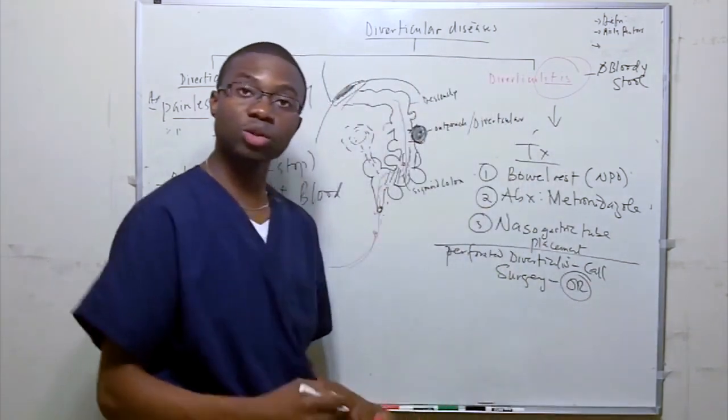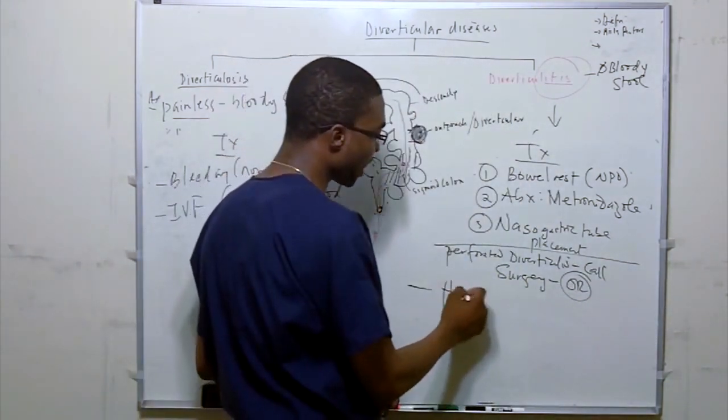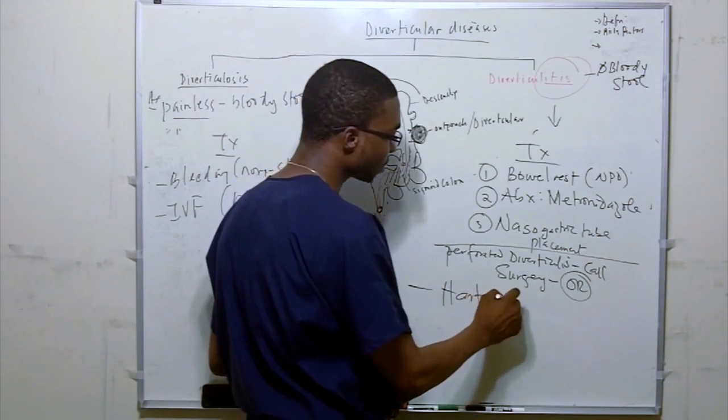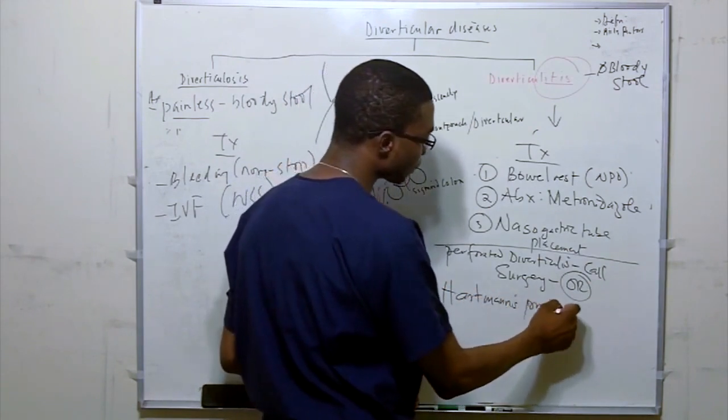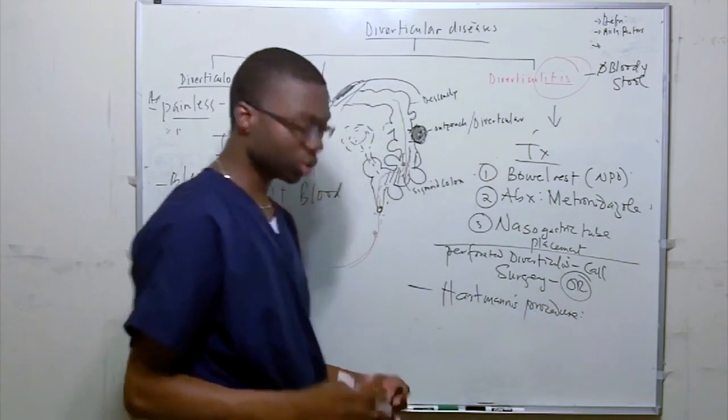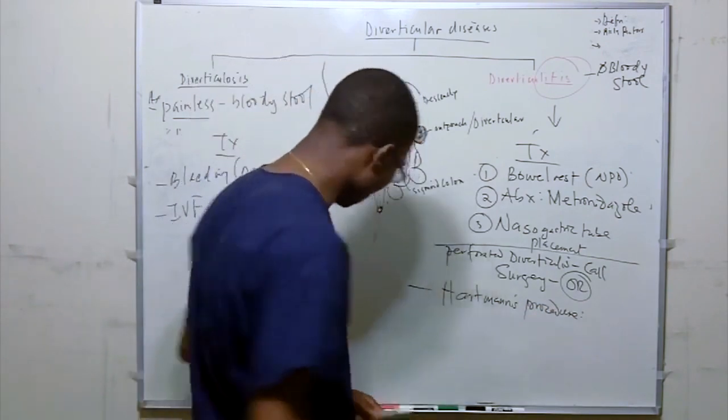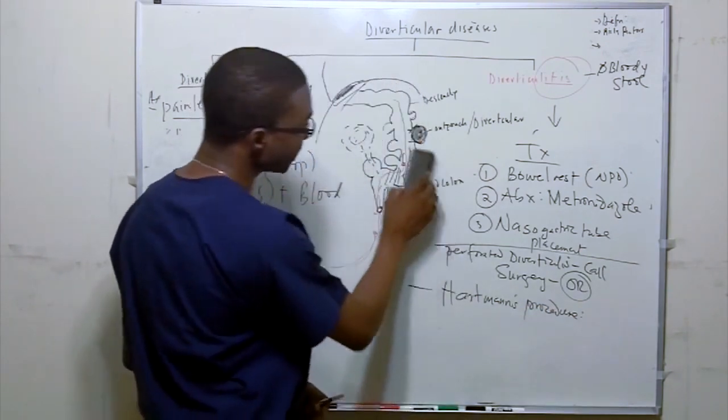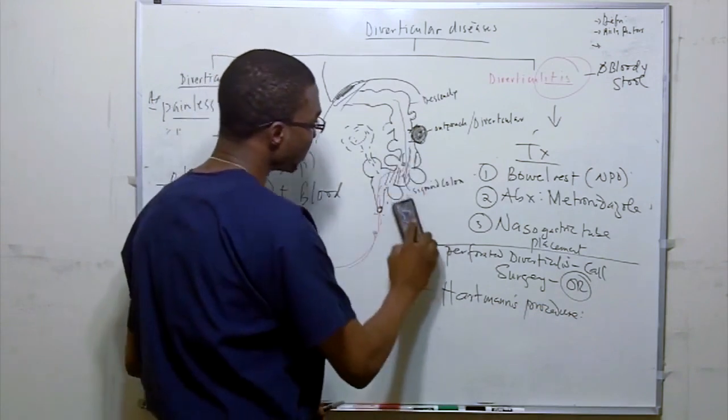And when they go into the operating room, what surgery are they going to get? It's called the Hartmann's procedure. So what do they do in surgery? Let me show you real quick. Since this is the area that's inflamed, they're going to cut it off.